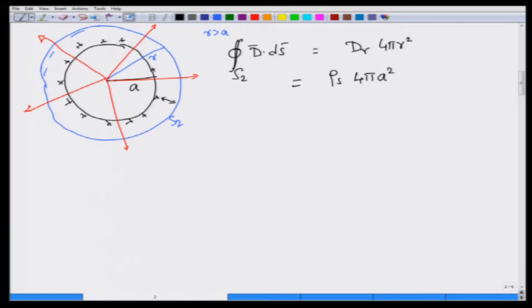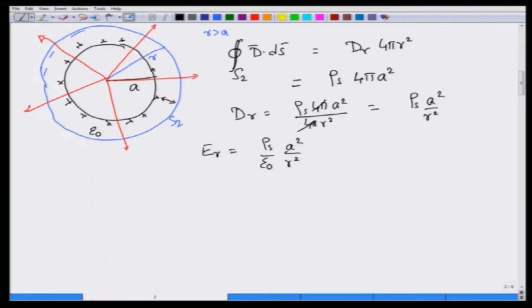Okay. So, now we will simply equate the left hand and the right hand side of Gauss's law, thereby getting Dr as rho s 4 pi a square divided by 4 pi r square. So, 4 pi in the numerator and 4 pi in the denominator go away, and you are now left with rho s a square by r square. Okay. So, this is the radial D field. The electric field Er, again assuming that the medium outside here is filled with epsilon 0, will be equal to rho s by epsilon 0 times a square by r square, provided r is greater than a.